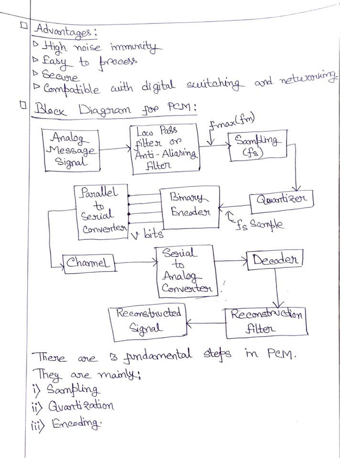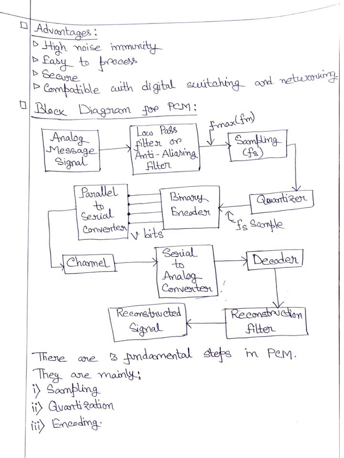Now the block diagram of PCM. In the first block we can see the analog message signal. It is passed on to the next block, low pass filter or anti-aliasing filter, then to sampling. After that, the quantizer. Then it is passed on to the binary encoder. Then by parallel to serial converter, it is passed to the channel. After that it is passed to the serial to parallel converter, and then to the decoder, and then to the reconstruction filter and the reconstructed signal.